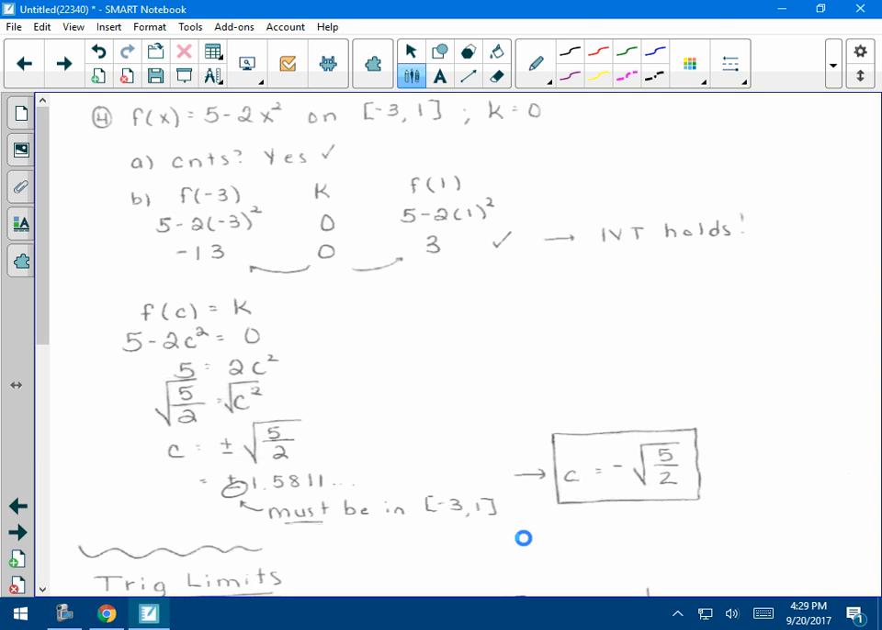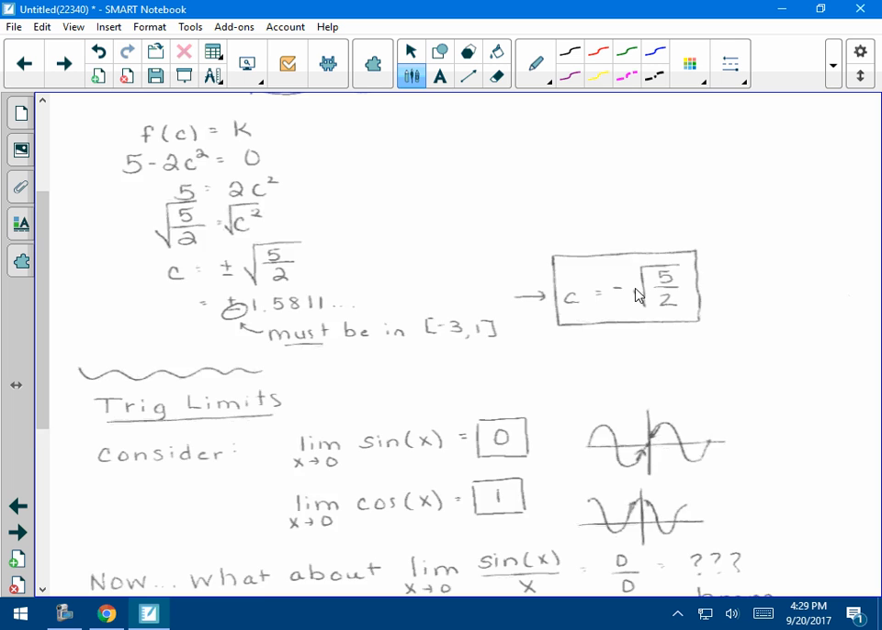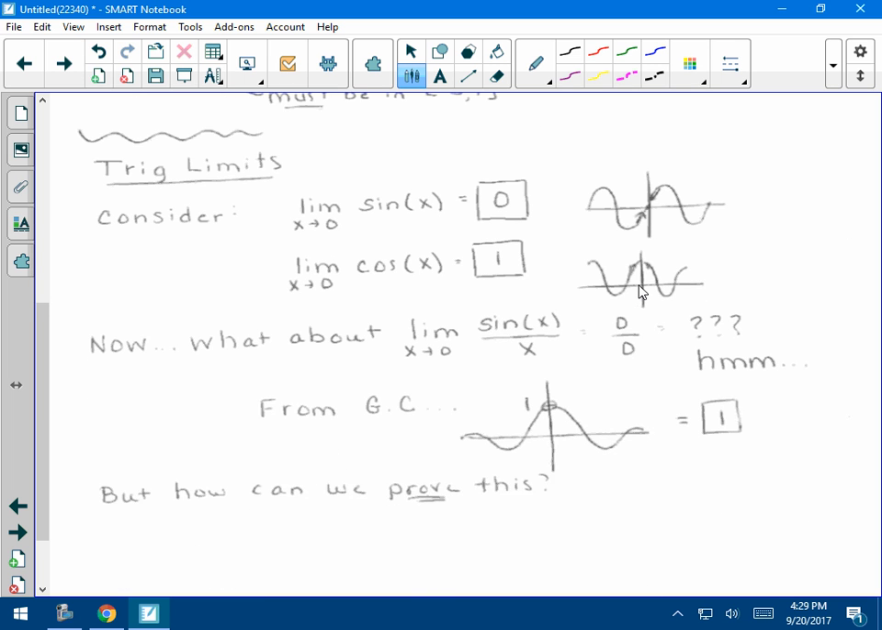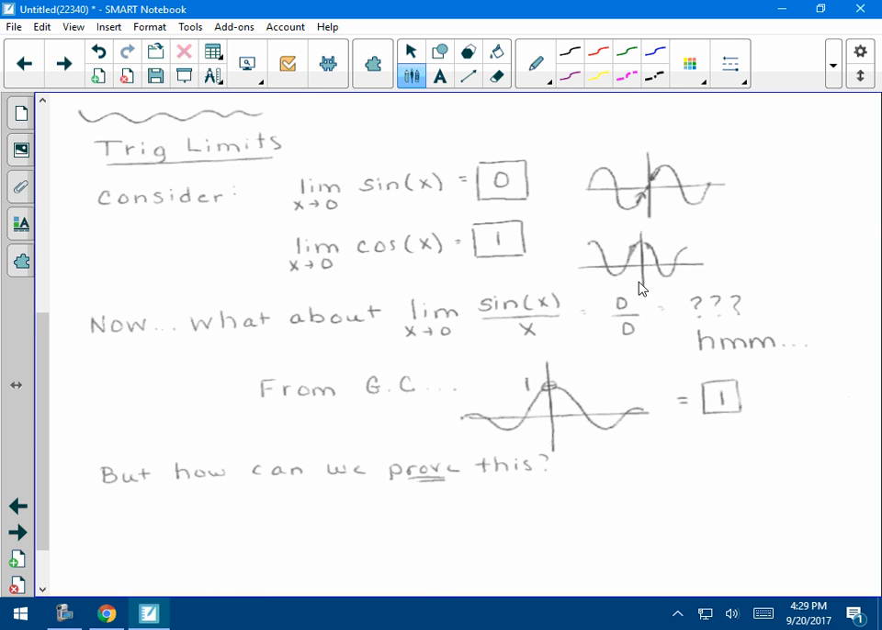Okay, so that was some quick examples of the intermediate value theorem. Again, go watch the video from yesterday if you want more explanation on that. Today we're going to talk about trig limits, and trig limits are going to be the next few days in class. So sometimes trig limits are pretty straightforward.